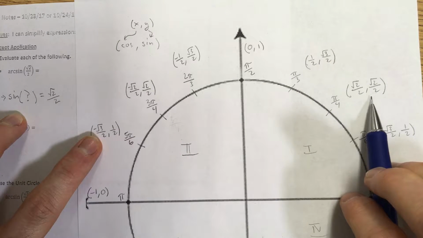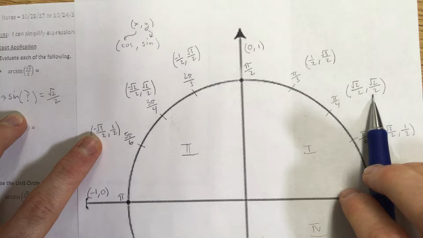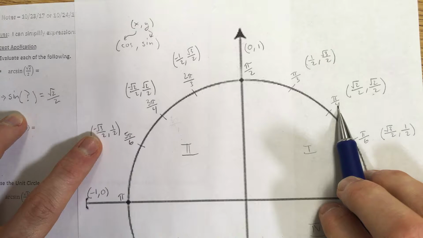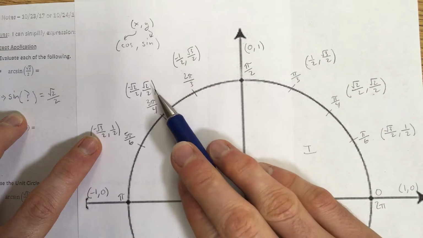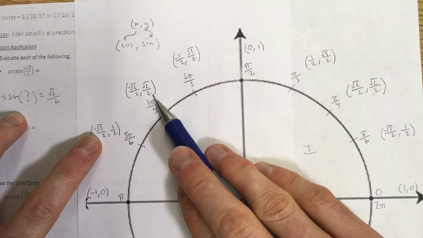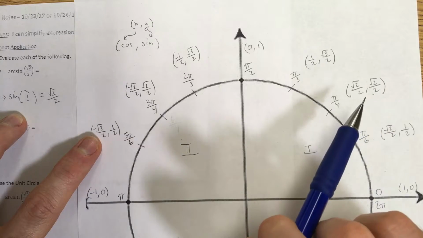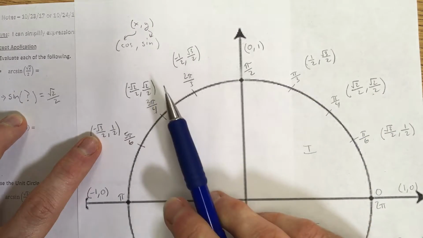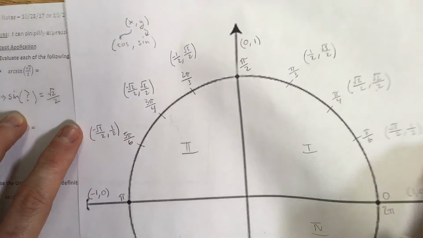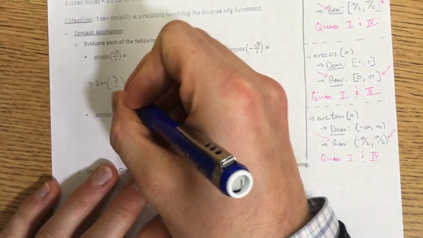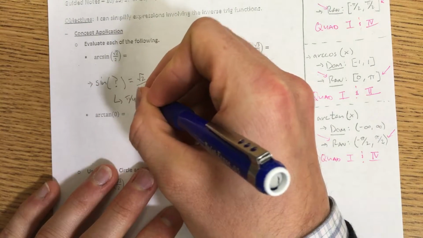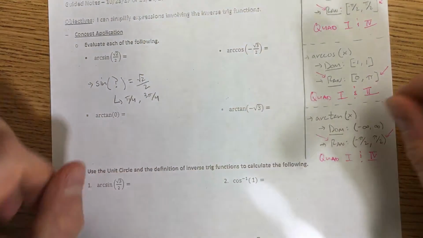Well, I see that sine is square root of 2 over 2 here at pi over 4. And it's also square root of 2 over 2 here at 3 pi over 4. So sine would be square root of 2 over 2 at pi over 4 and 3 pi over 4. I'm going to slide this over, come back here. So our question mark could be pi over 4, or it could be 3 pi over 4.